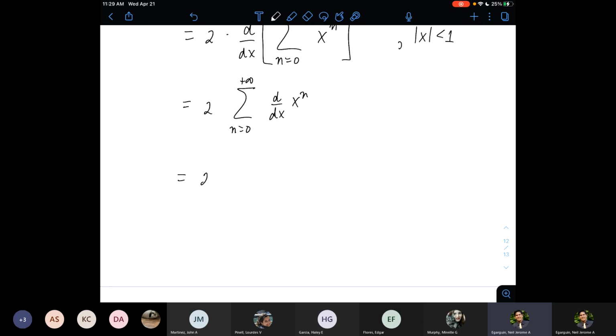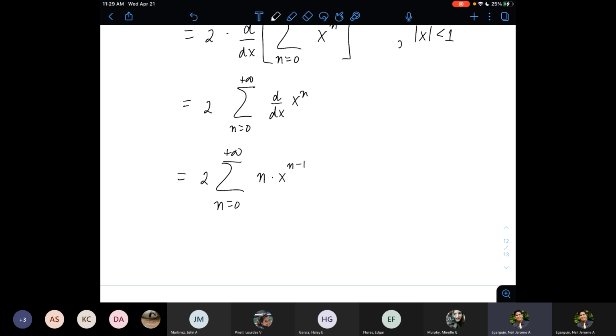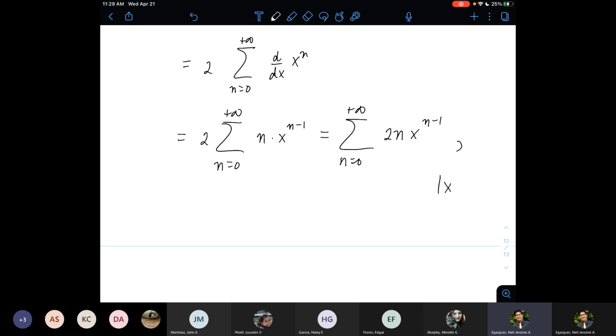So this is not hard to do. You just have a 2. Then we differentiate all the things inside the summation. Now, what's the derivative of x to the power n? Remember, n is a constant, so you just need to use the power rule. The derivative would just be n times x to the power n minus 1. Then you can put the 2 inside the sum by the distributive property. So this is just the sum from 0 to infinity of 2n x to the power n minus 1. And this is valid for x's whose magnitude is less than 1.